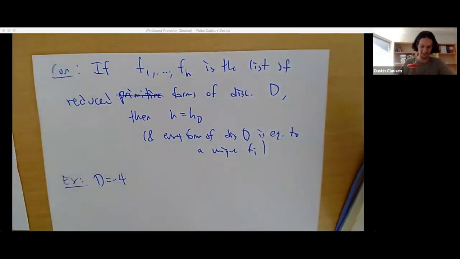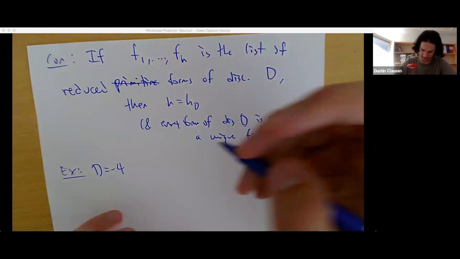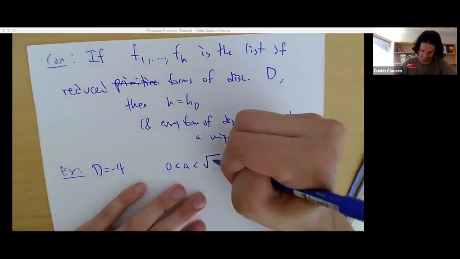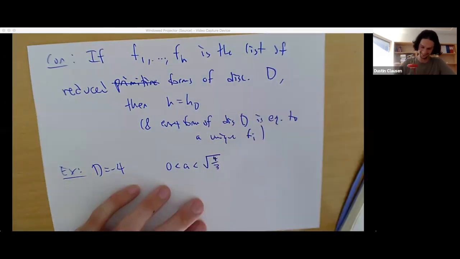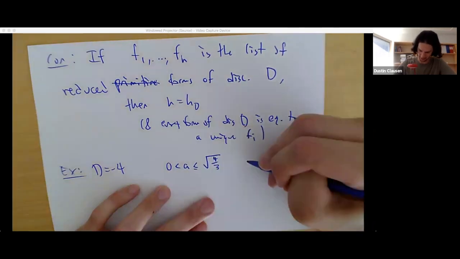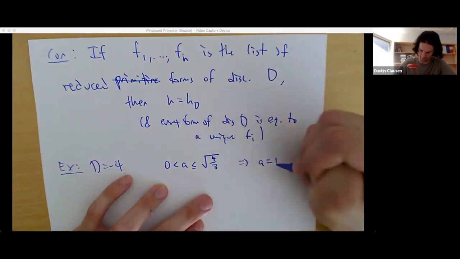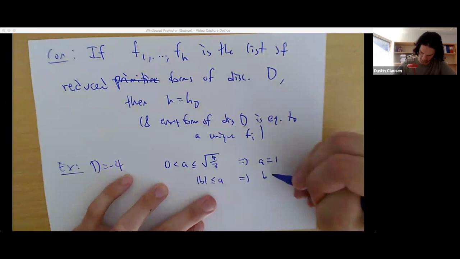Okay. So D equals minus 4. Let's put this into practice. So we know that 0 is less than A is less than or equal to the square root of 4/3, right? But it's an integer, so that means that A has to be equal to 1. And then the absolute value of B is less than or equal to A, and then that means that B is either minus 1, 0, or 1.